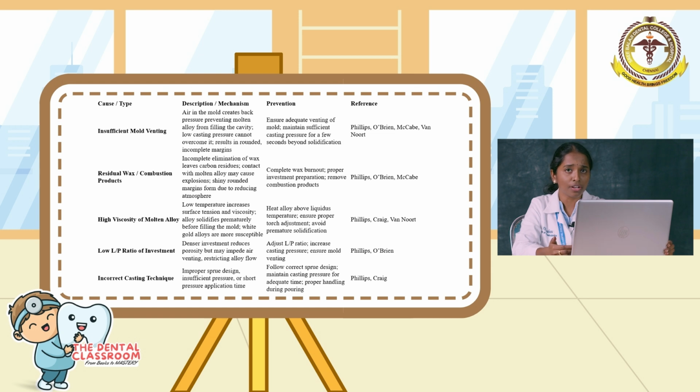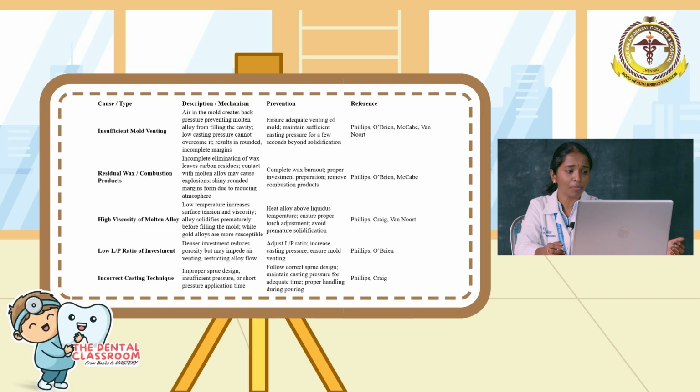Coming to the third cause that is contributing to the incomplete casting, that is high viscosity of molten alloys. Low temperature increases surface tension and viscosity. The alloy solidifies prematurely before filling the mold, and white gold alloys are more susceptible to this defect. This can be prevented by heating the alloy above the liquidus temperature, ensuring proper torch adjustment and avoiding premature solidification.